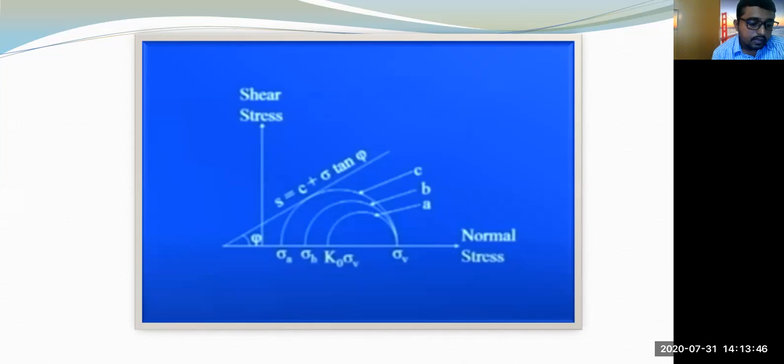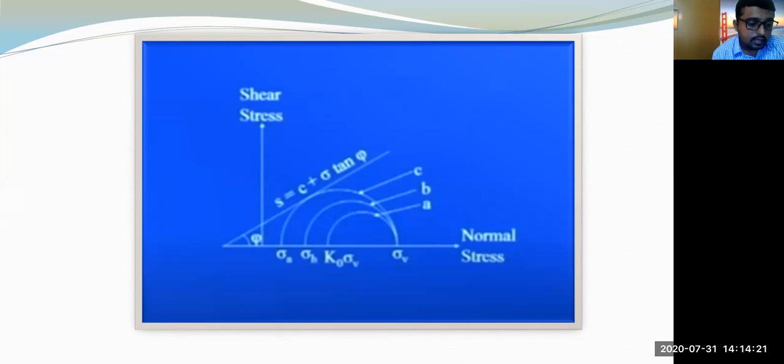So when this Mohr circle, when the wall movement has become that much, the Mohr circle corresponding to that condition, whenever it touches a failure envelope, that condition is called the active condition. And you can see here that the horizontal pressure corresponding to that is called your sigma A, that is active earth pressure. Sigma A is called the active earth pressure.